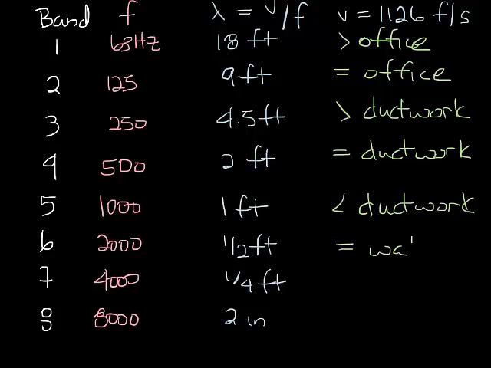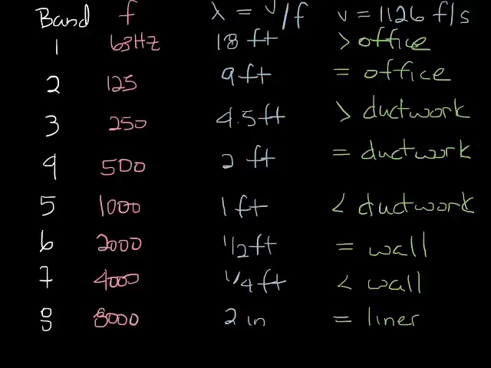The sixth band's about 1/2 foot, that's about the thickness of a wall. The seventh band's 1/4 foot, that's definitely less than the thickness of a wall. And the eighth band is about 2 inches, which is about the thickness of liner inside your ductwork. Now if you take a minute to listen to the sounds around you, this is why you can often hear the low frequency sounds of the air handler or fan boxes that are in the ceiling or even on the rooftop, but you typically can't hear the diffusers that are in the hall outside your office.